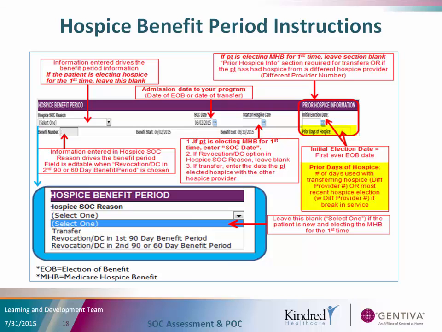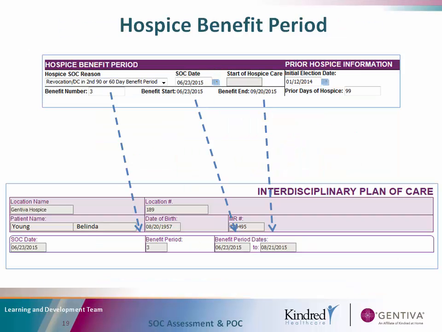In the prior days of hospice, enter the number of days used with the transferring hospice with that different provider number or the most recent hospice election with different provider number. Again, entering the prior hospice information will allow the system to calculate the needed benefit period number and the number of remaining days in the event of a transfer. We can also see the benefit period number and benefit period dates flow from the assessment to the IDG POC.